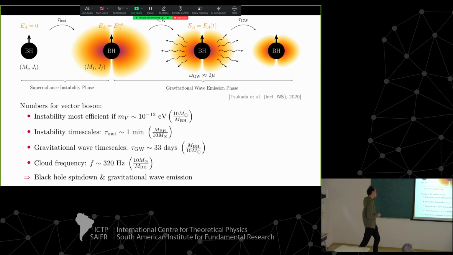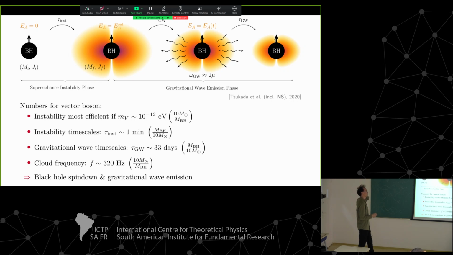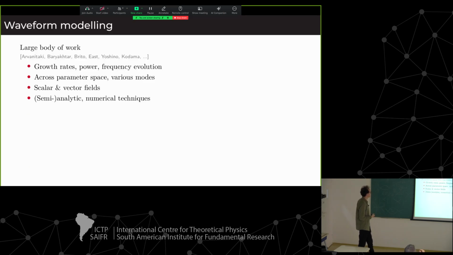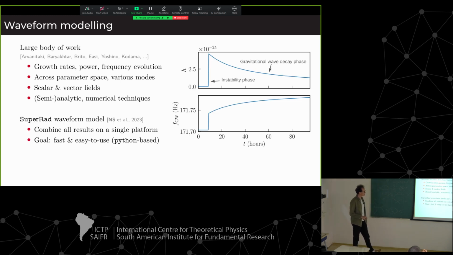I should say that, as I said, all of this has kind of been worked out and is somewhat known, particularly the waveform that you produce in this phase here where you emit gravitational waves. The relevant waveform model has been done in the last decade or so by a number of authors that I can't all list here. That involves computing a bunch of things like growth rates, emission power, frequency evolution, doing all this across the parameter space, so with scalars and vectors, and it requires some numerical techniques as well as some analytic techniques.